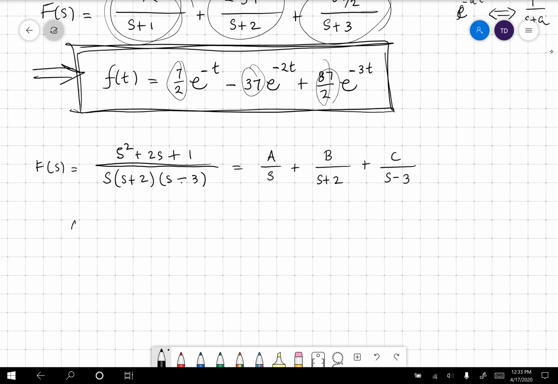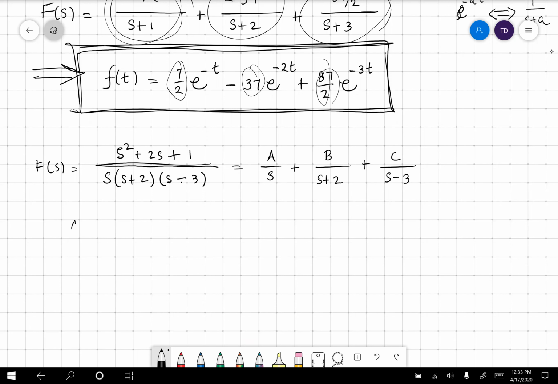s times F of s, evaluated when s is equal to 0. That's equal to s squared plus 2s plus 1 divided by s plus 2, s minus 3. Evaluated when s is equal to 0, that's easy. That's 1 over minus 6. So there's our A. A is minus 1/6. A equals minus 1/6. Just box that up for a moment.